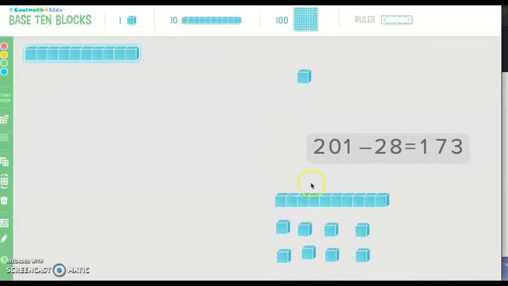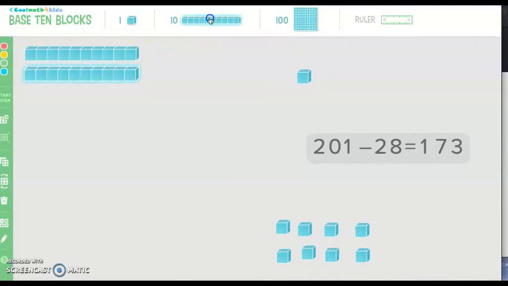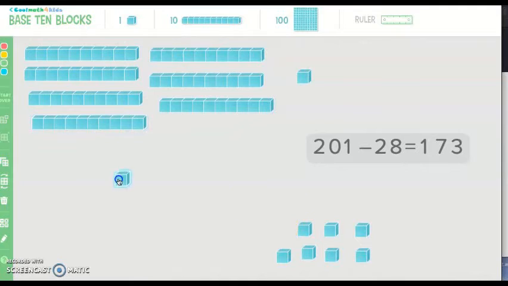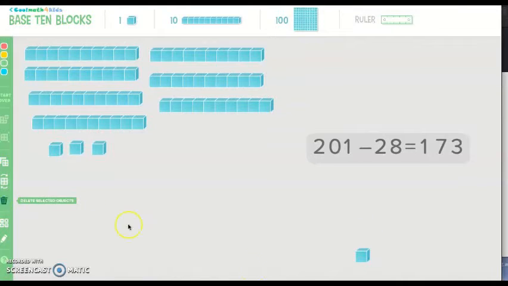So 10, 20, 30, 40, 50, 60, 70, 1, 2, 3. So after subtracting that 28 from the 201 with the base 10 blocks, they would be left with 173.